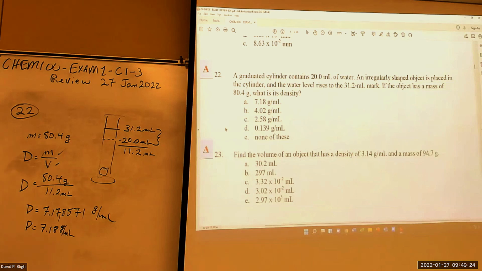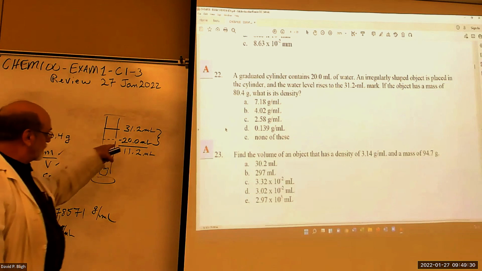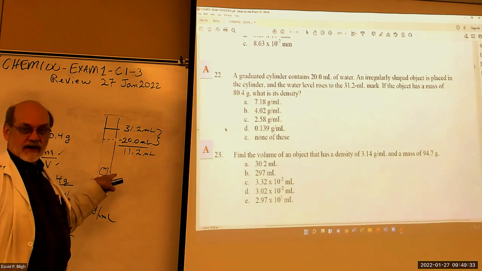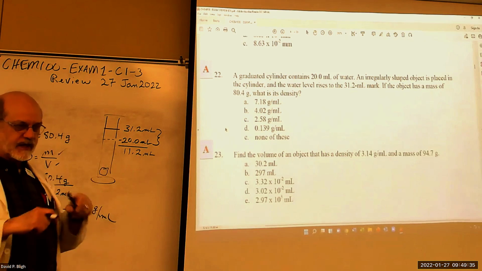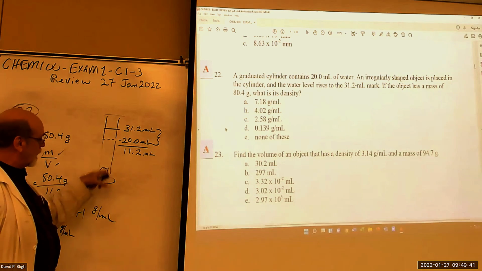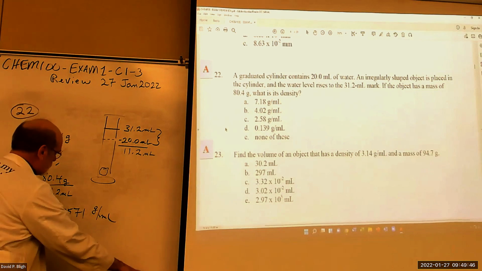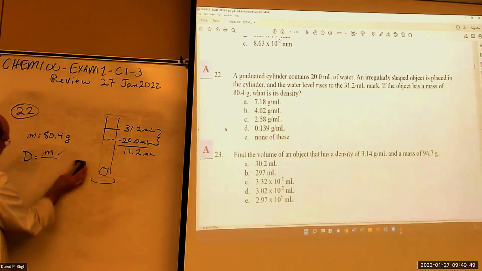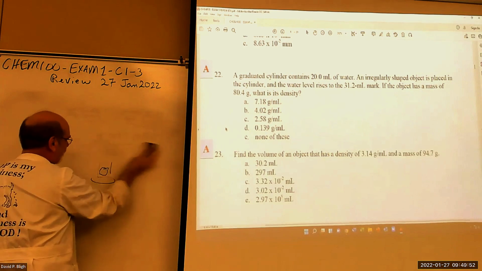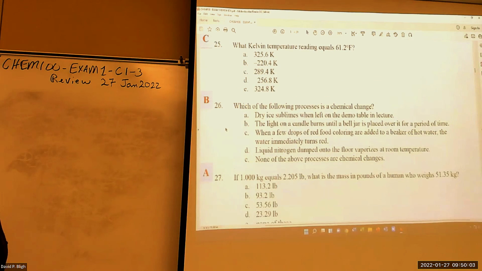Okay. So the reason this one is more complicated is of that right there. It's an irregularly shaped object. We can't just take a ruler and measure dimensions and then calculate volume. We have to use this trick, displacement. All right, let's see, 22, 25. We'll look at 25. There it is.